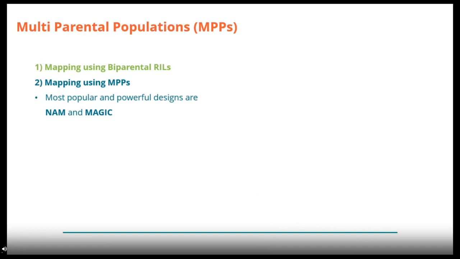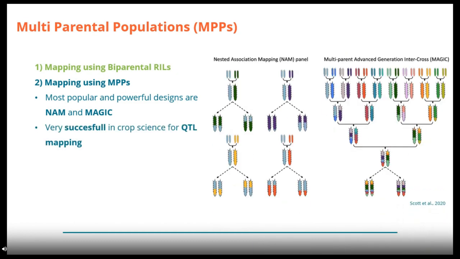The most popular and powerful designs are NAM and MAGIC. So for nested association mapping panels, NAM, what you do is you basically produce a lot of biparental recombinant inbred line populations, but for each of these panels that you produce, you use a recurrent parent. Here in this scheme it is indicated in light blue.